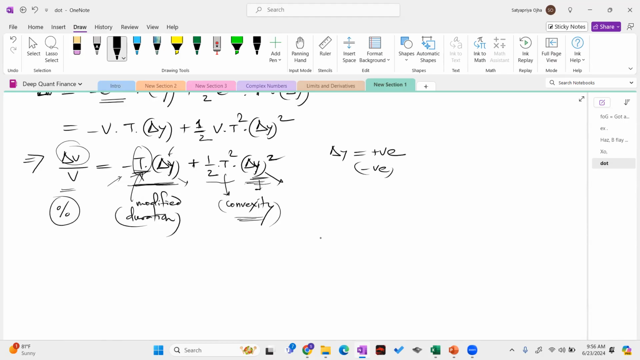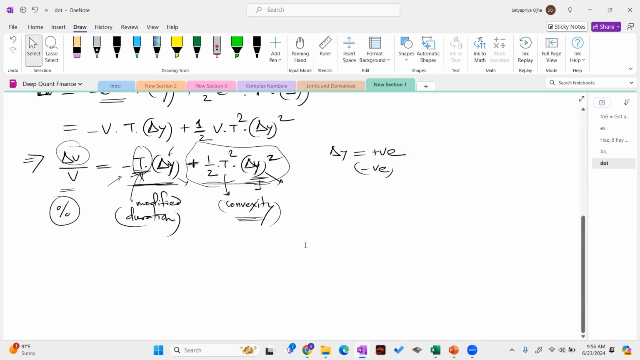Same thing for options also. When you see options, the gamma component helps if you're the option holder. It does not matter whether call or put. If you hold the option, then gamma helps you. It is always a positive lift. Irrespective of the sign of delta y, positive or negative, it is always positive.